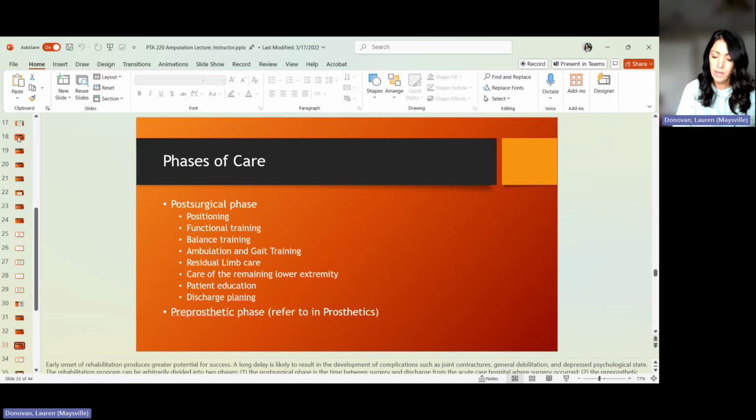But just know the post-surgical phase is the time between surgery and the discharge from the acute care hospital where the surgery occurred. The pre-prosthetic phase runs from acute care hospital discharge to prosthetic fitting, and the decision of the patient to see if they're going to be a candidate for a prosthetic. So you can read over all the other things involved in that, and even with the discharge planning, what depends on their home environment, if they're going to have anybody that's going to help them at home, are they going to need a walker? Are they going to need other things to be discharged home with?